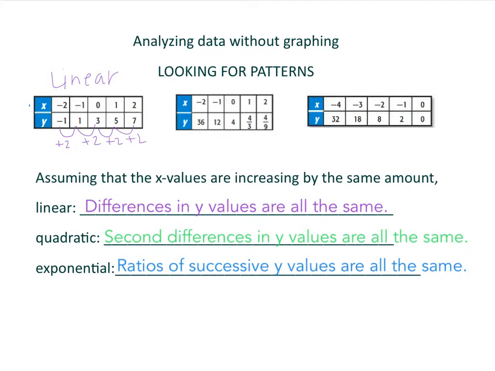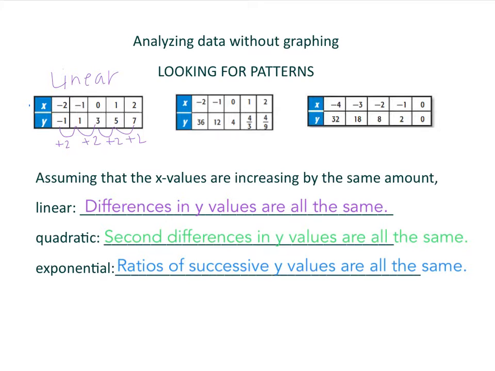All right, let's look at the second table here. The y values are increasing, again, the same, going up by intervals of 1. But let's see what's happening in the y values. I can see here from 36 to 12, that's dividing by 3. 12 to 4, dividing by 3, and to get to 4/3, again, dividing by 3.